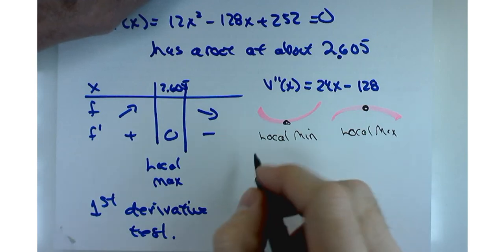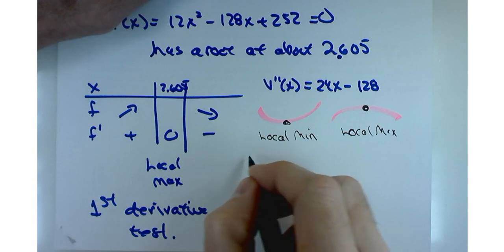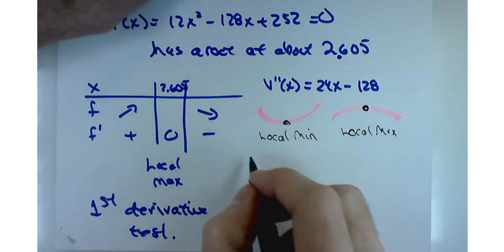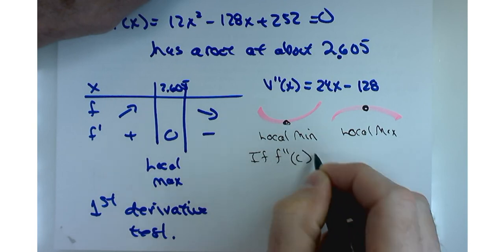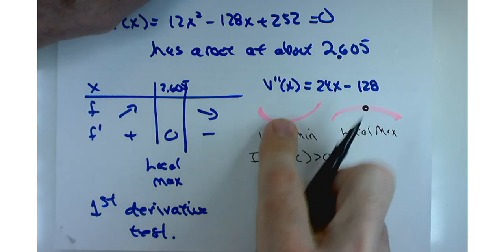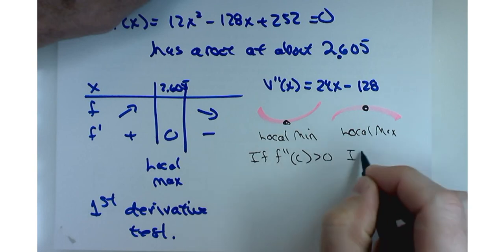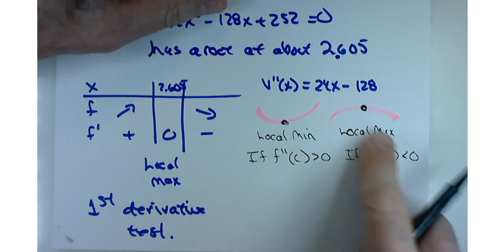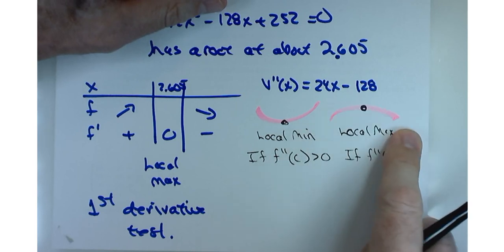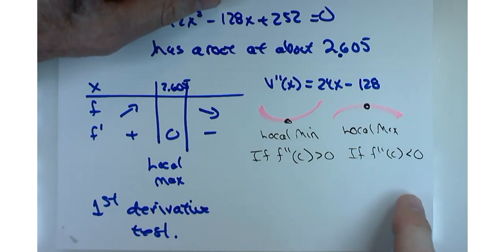Cool. All right. So if f double prime of your critical point is greater than 0, then you've got a local minimum. If f double prime of some critical point is less than 0, then you've got a concave down shape through your critical point. You've got a local maximum.